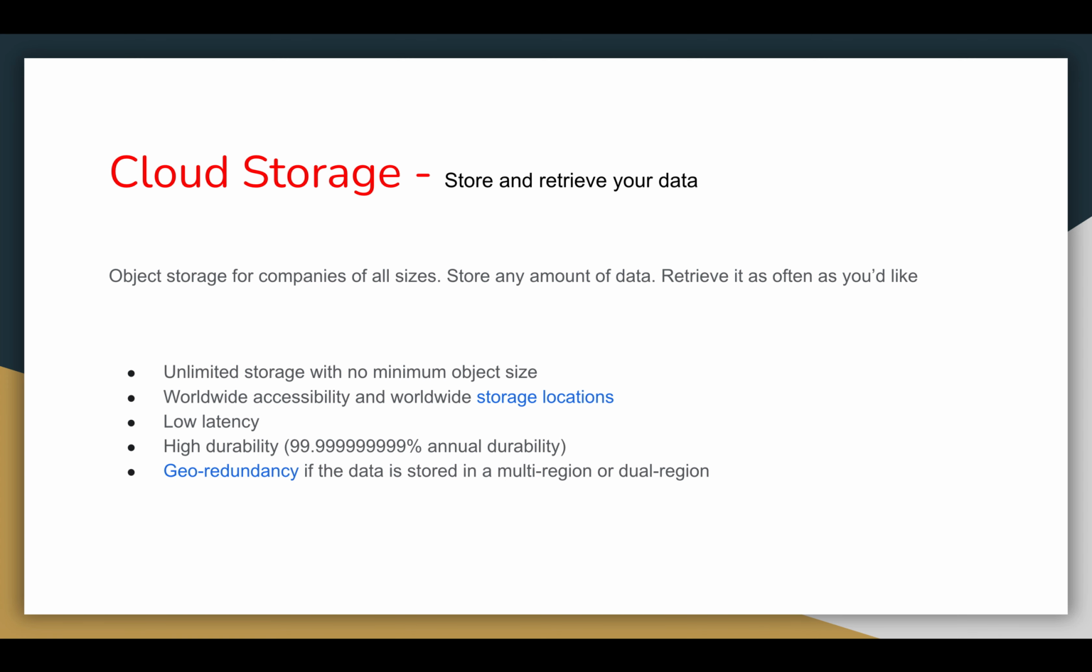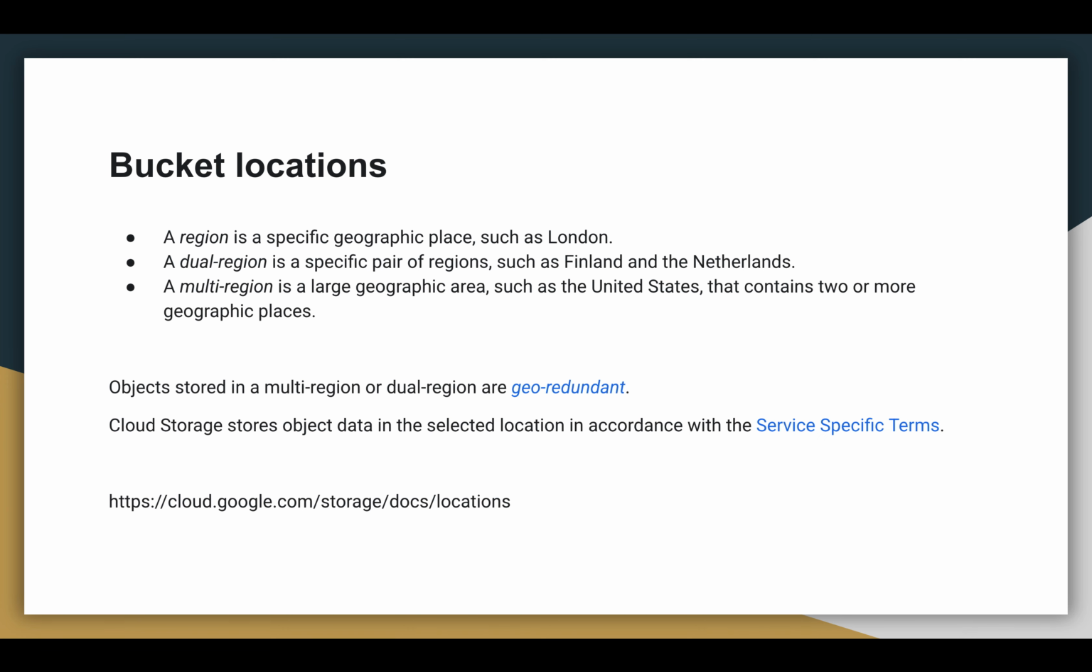So here we have bucket locations. What is a bucket? Buckets are the basic containers that hold our data. What is an object? Objects are the individual pieces of data that we store in Cloud Storage. Cloud Storage is unified object storage. Now we are going to see the bucket locations.